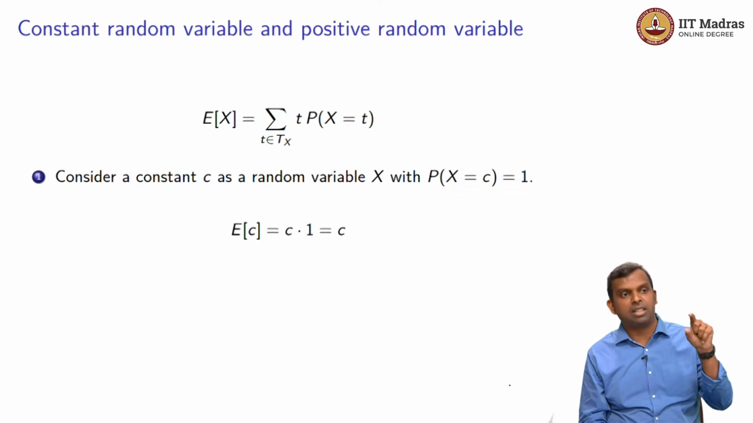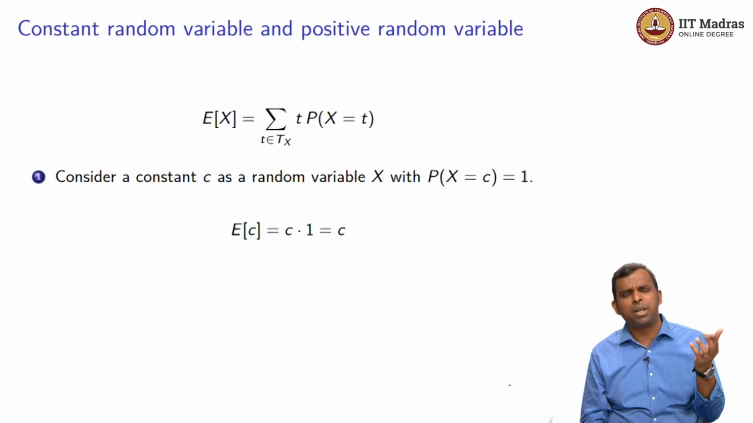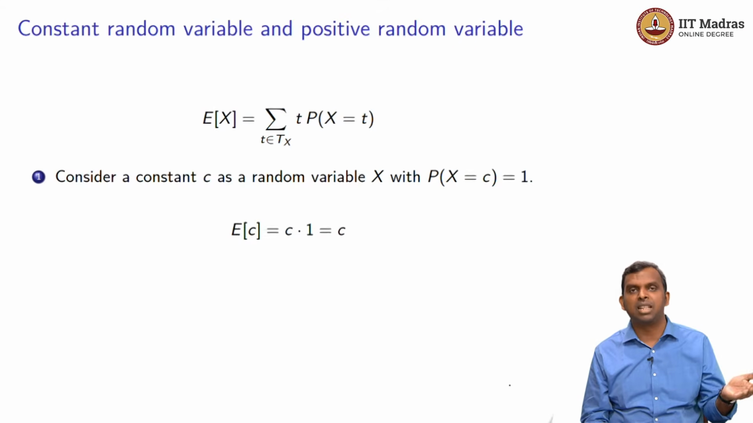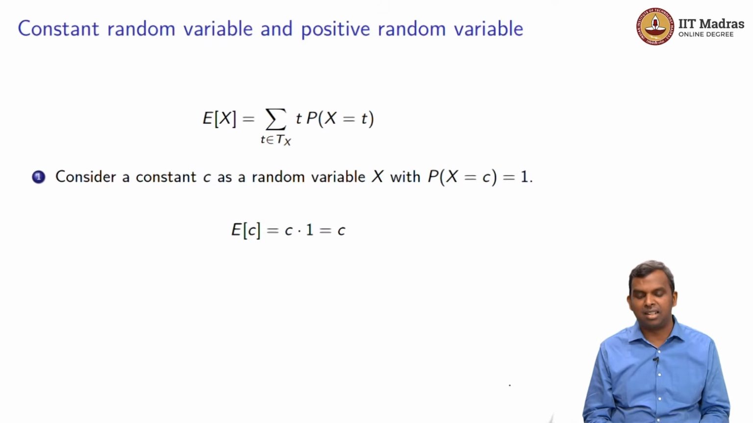Expected value of a constant. Normally you don't think of a constant number as a random variable, right? But you can think of it as a random variable. You take a constant c, think of it as a random variable which takes value c with probability 1 and simply say expected value of c equals c, right? This is something you can do. So this is the first property, very simple property.